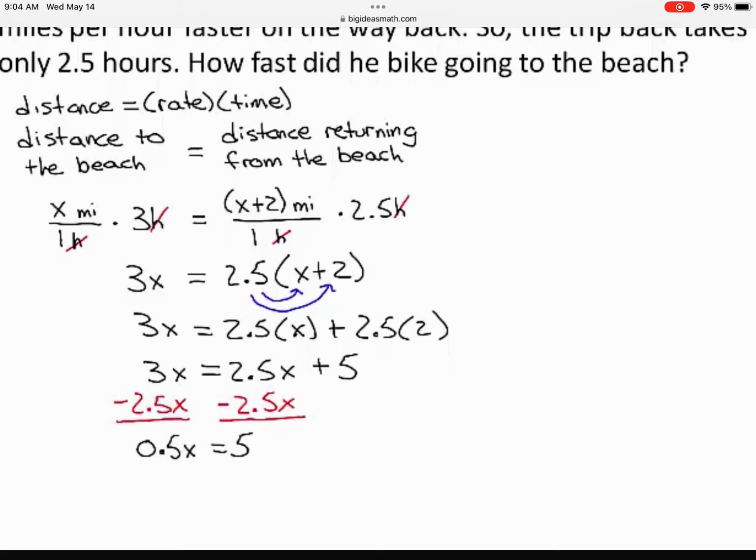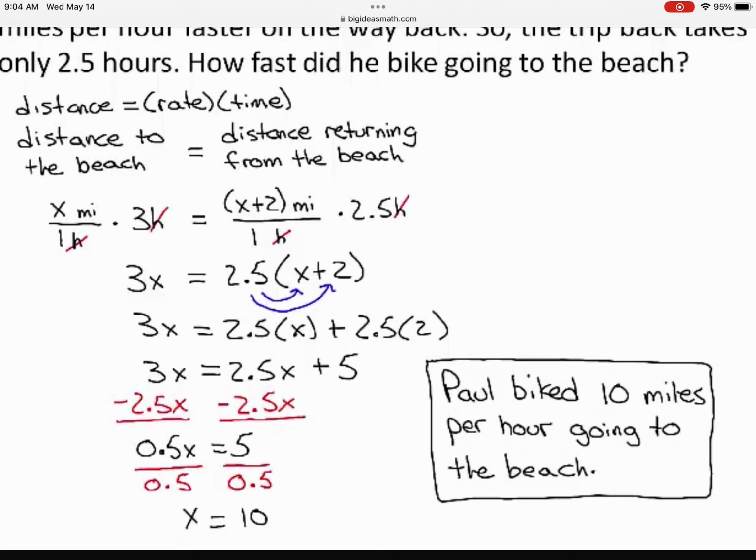Next, divide each side of the equation by 5/10 to isolate the variable. Because 5/10 divided by 5/10 is 1 and 5 divided by 5/10 is 10, x equals 10. So Paul biked 10 miles per hour going to the beach.